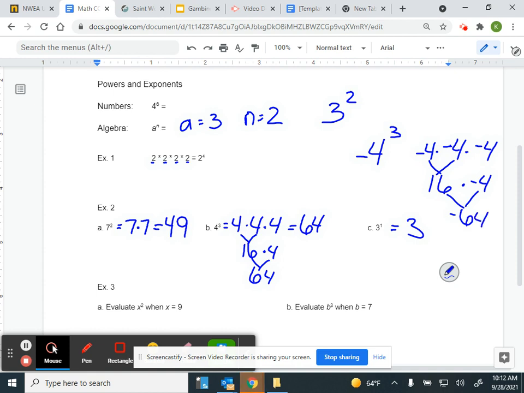If it was negative 4 to the 4th, we would multiply it by another negative 4. Now we have a negative times a negative, so our answer would be positive. So when you have a negative number, you have to be really careful as you're multiplying it out. Paying attention to, is it a negative times a negative? Did that turn positive? So this is a negative, so my answer will be negative.